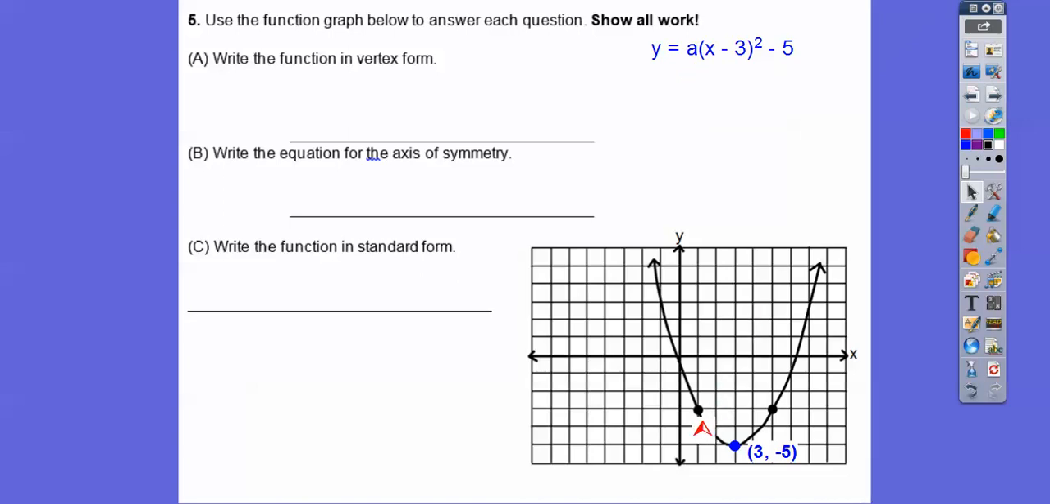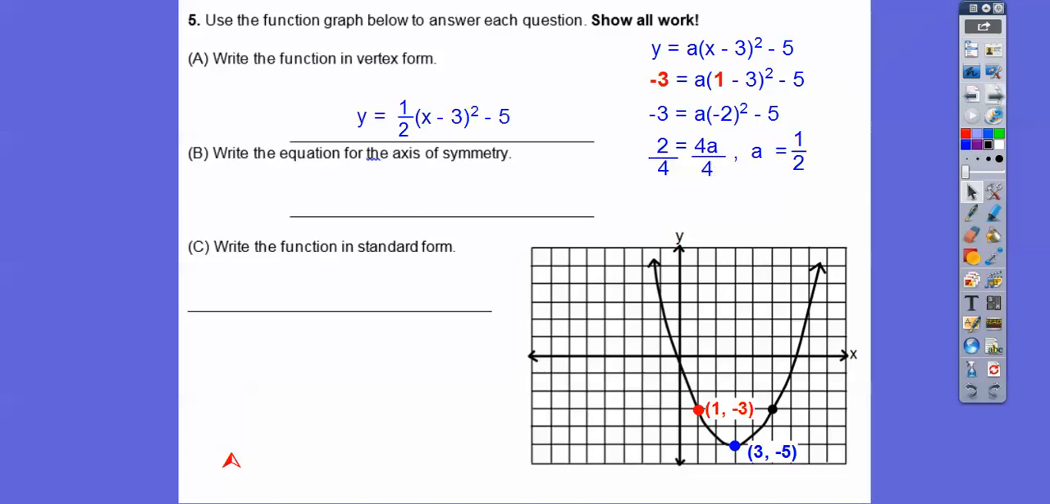So we can figure out a by substituting in this value, which is at 1, -3, or this value right here, which is at 5, -3. I'm going to choose this one right here. So if we substitute that in, we can solve for a, and I get a equals 1/2, so our equation is y equals 1/2 times (x minus 3) squared minus 5. Again, sorry, I'm going fast. It's just a long flip chart here, you guys.